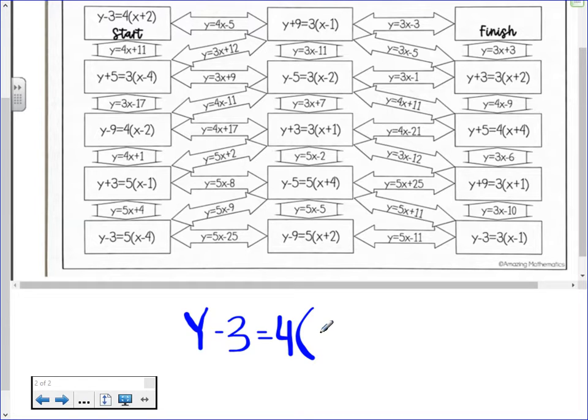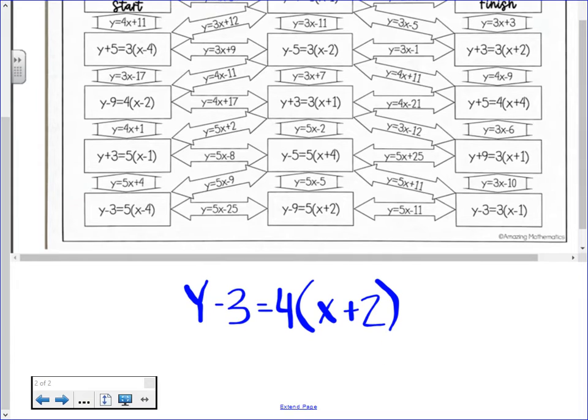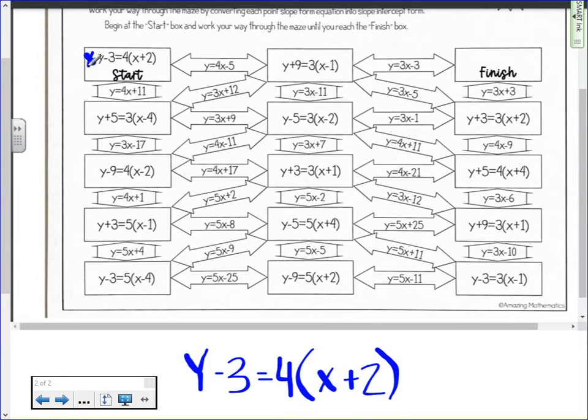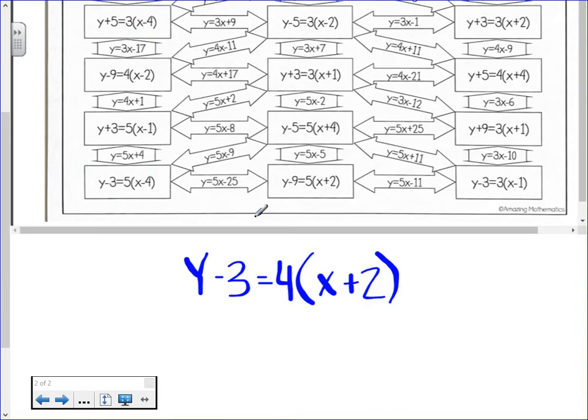Don't just guess. Don't just sit there and not do anything. Get a piece of paper. All you have to do is multiply. So this is the equation that it asks you to start with right here. I put a little blue star by it. That's the equation I'm looking for.